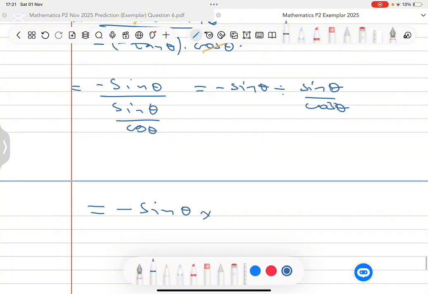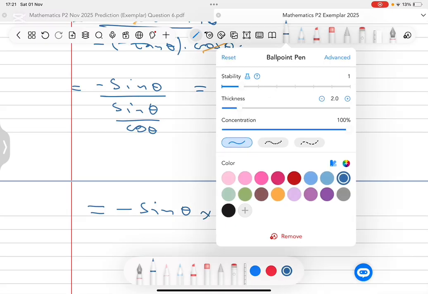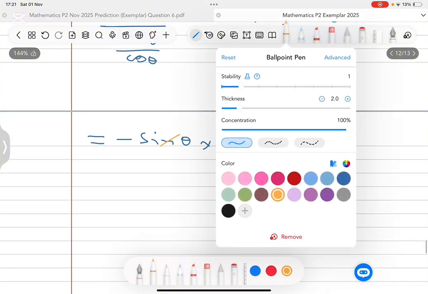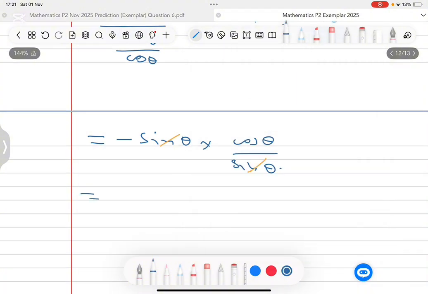Now from here, I'm going to do the reciprocal again, where I'm going to have a cos and a sine here, and these two would really cancel each other out, and I'm only left now with a negative cos of theta, and that should be my final answer.